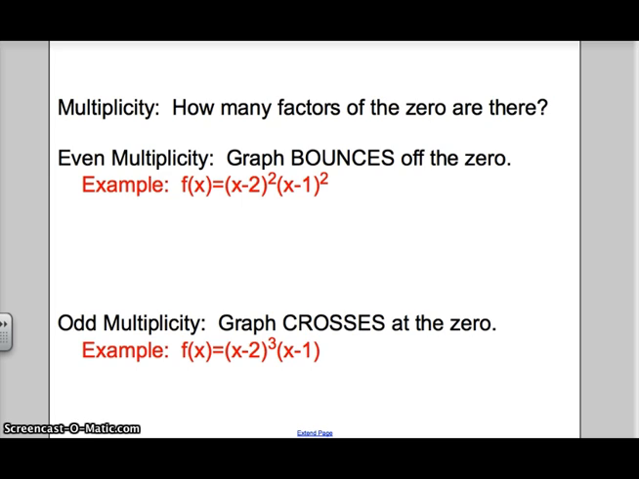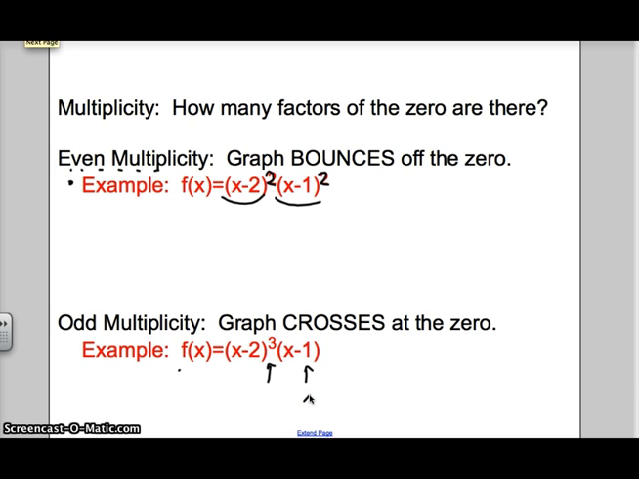So here's a key factor here, the multiplicity. Here's what multiplicity means. It's basically asking how many factors of the zero there are. If you take a look at the two examples here, the first example has even multiplicity for all of its zeros because this factor, x minus 2, occurs 2 times. And so does this factor. Now when we look down here, we see the factors occurring an odd number of times, 3 times or 1 time.